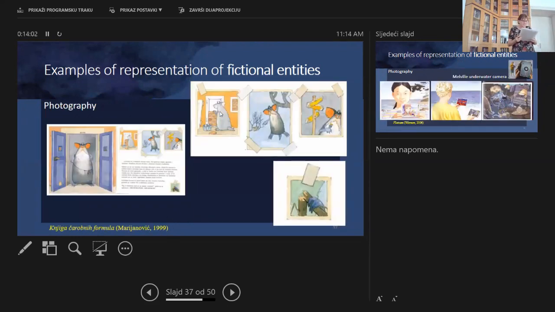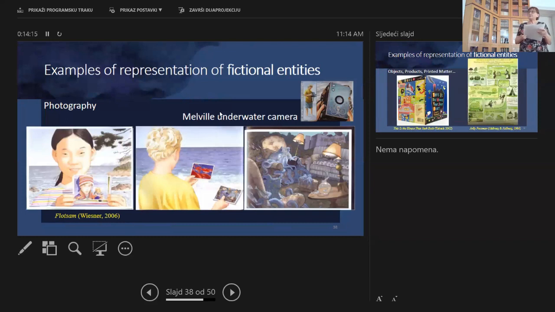In this case, a monster appears in the story. This is Narančić again, right? The fictional photographs document his reality within the fictional world. A story about a day at the beach is expanded by fantastic elements, intruding into the realistic world. The photographs are all taken by the fictional Melville underwater camera. You can see it to the right.